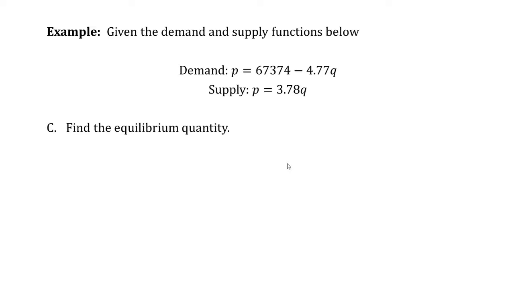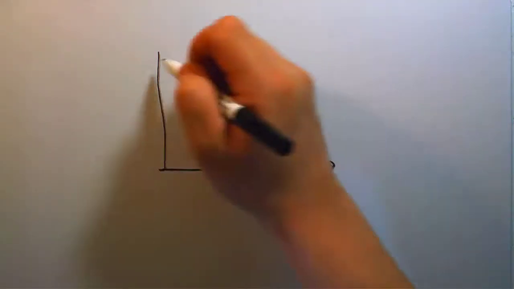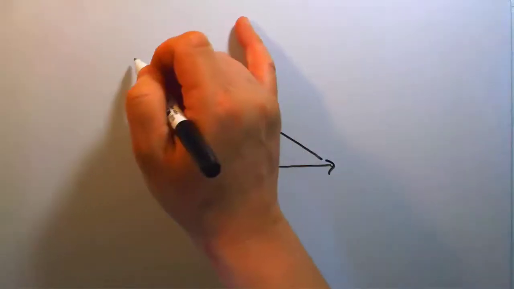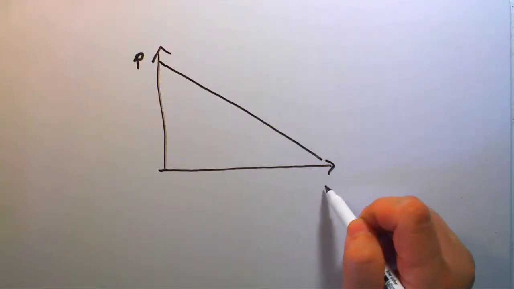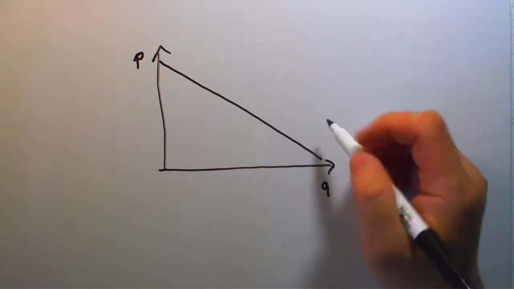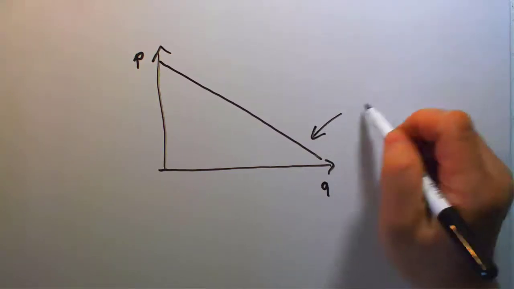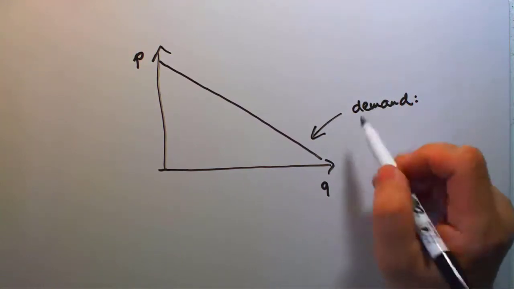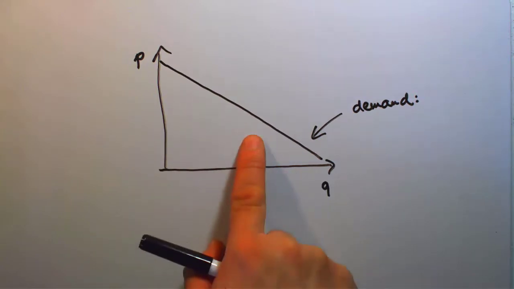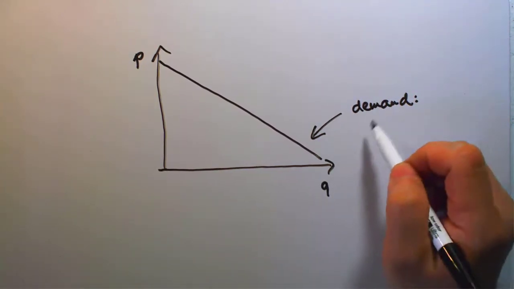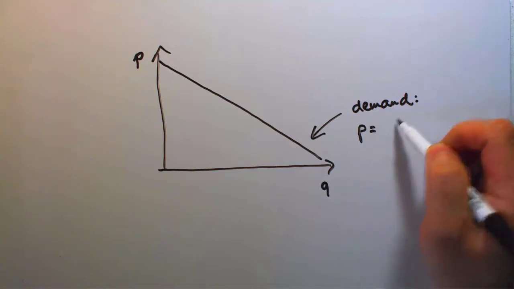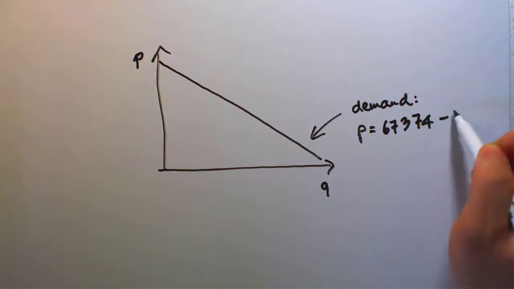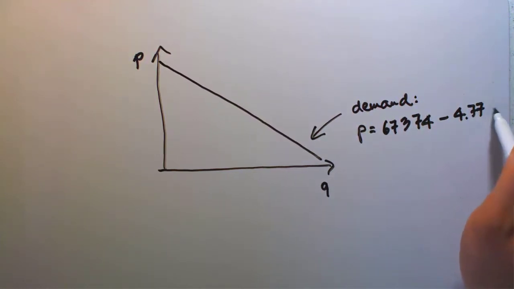I'm not saying that this is the exact graph of your demand and supply, but demand is a graph that's heading down like this, where we put price on the vertical axis and Q on the horizontal axis. Let's say this is your demand curve, and our demand function here is in the form of the expression P equals 67,374 minus 4.77 Q.